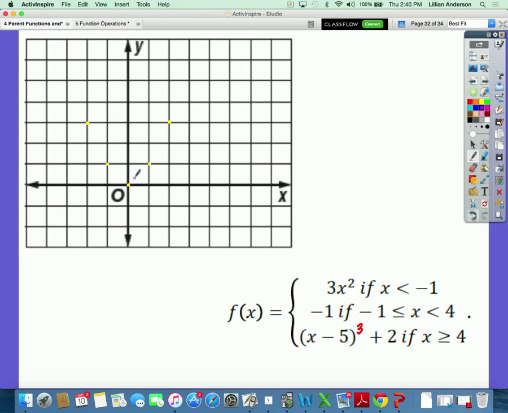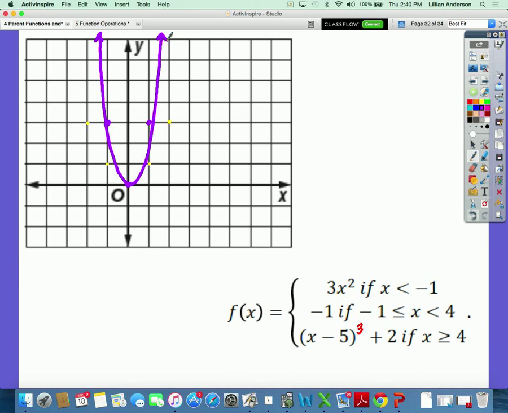So 0, 0 stays 0, 0. But negative 1, 1 turns into negative 1, 3. Negative 2, 4 turns into negative 2, 12. It's like all the way up there. Same thing on this side. All the way up there. So this is my parabola, roughly. But I don't want everything.